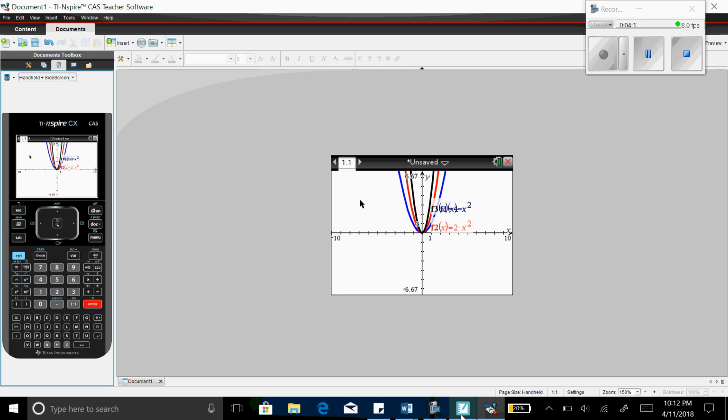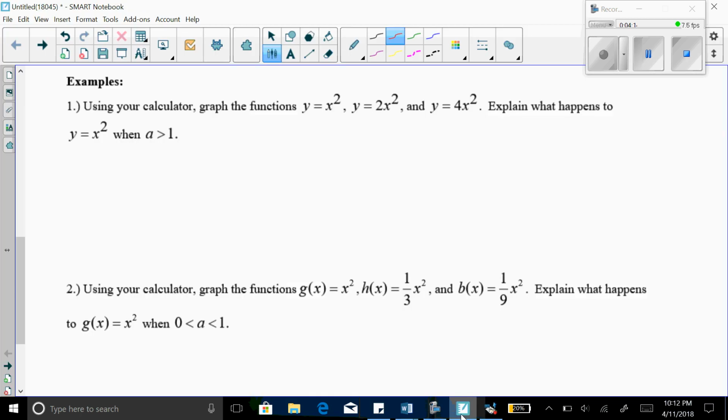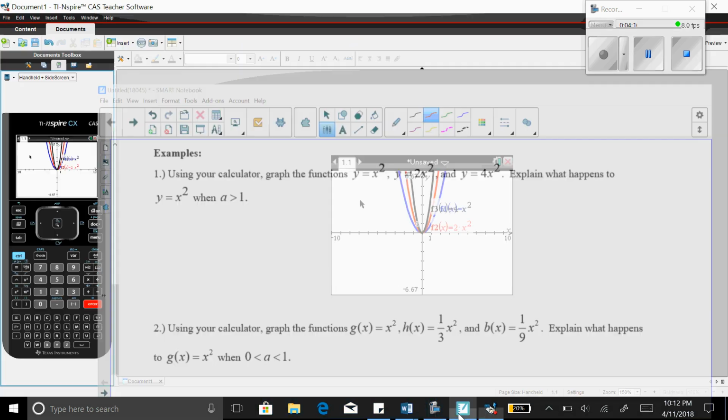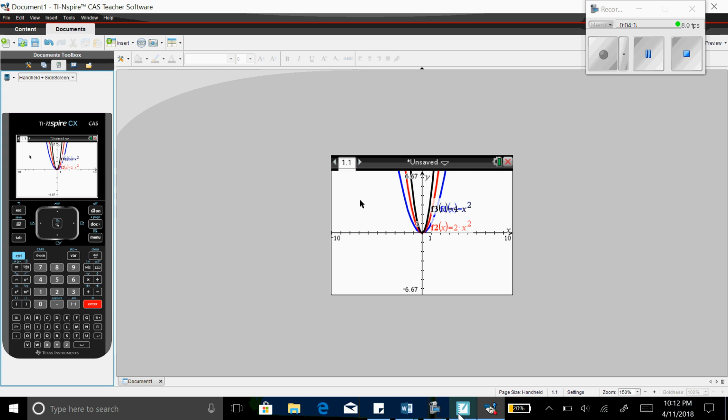So the question says, explain what happens to y equals x squared as the number in front of the x squared is greater than 1. So what happened? We started with our blue, then we go to our red, then we go to our black. The function is actually getting skinnier, right? It's not as fat. The blue one's fatter than the red one, and that's fatter than the black one.